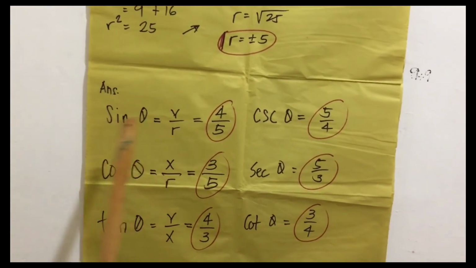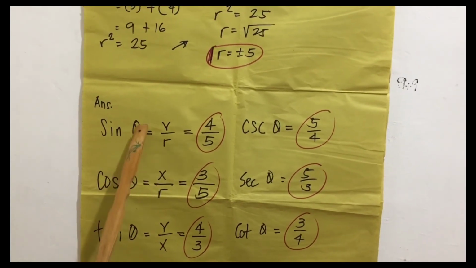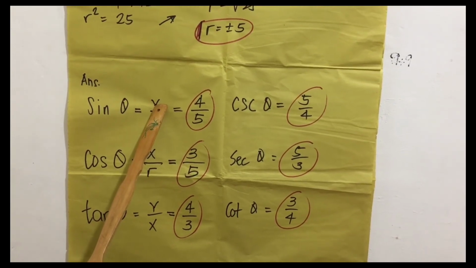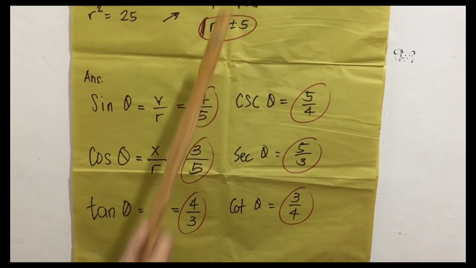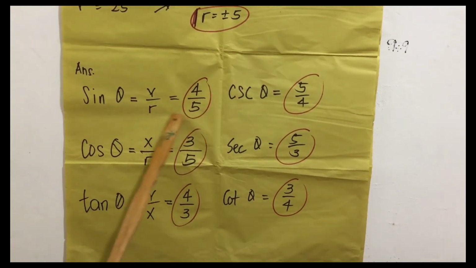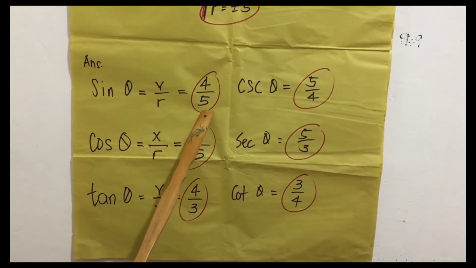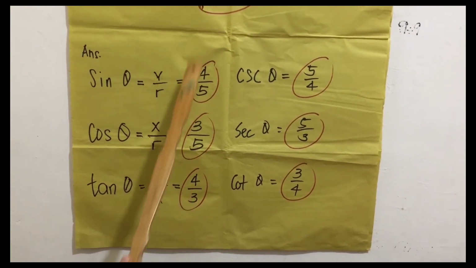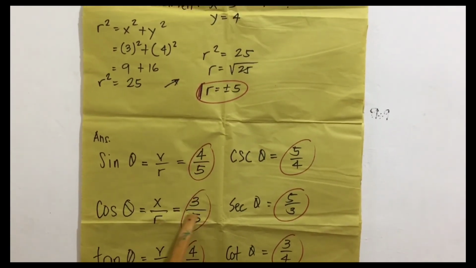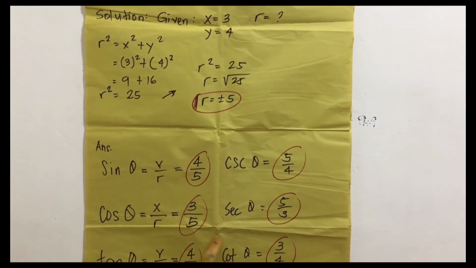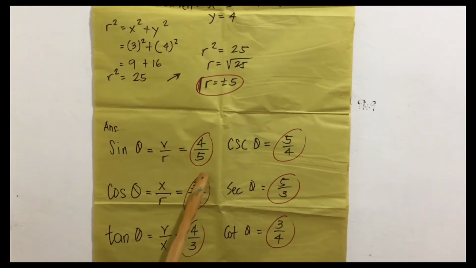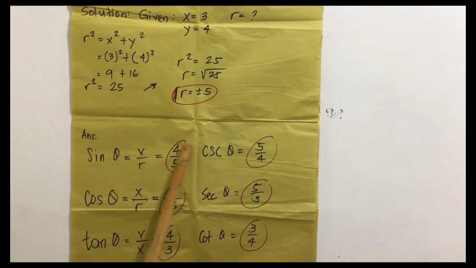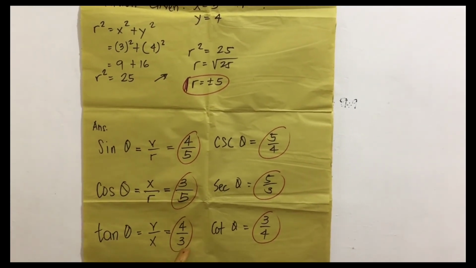So for our answers to the six trigonometric functions, we have sine theta equals y over r. The given y is 4 and the radius vector is 5. So that's why our sine theta is 4 over 5. For cosine theta, we have x over r. Our x is 3 and our radius vector, the hypotenuse, is 5. So 3 over 5. And our tangent theta equals y over x. Our y is 4 and our x is 3. That's why we have 4 over 3.